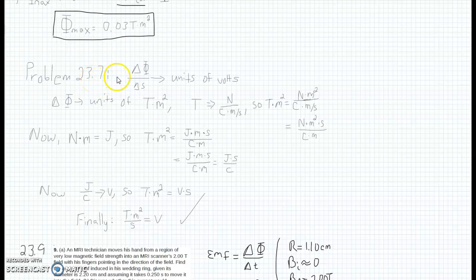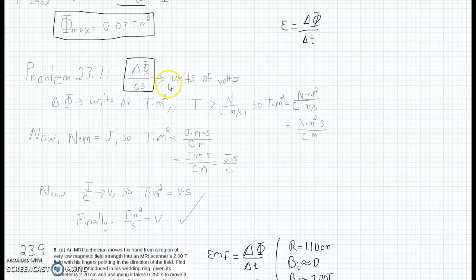Problem 23.7 asks us to find the units on this quantity, change in flux over change in time, and show that it does indeed give us the units of volts. It needs to give us the units of volts because of the relationship E is equal to delta phi over delta t. So if E is an EMF or a potential difference, then the units on delta phi over delta t ought to come out to volts. So that is what we want to show.